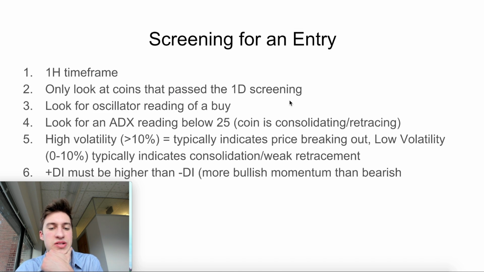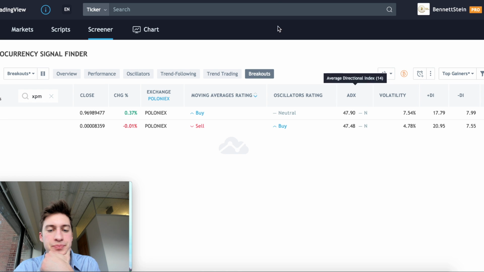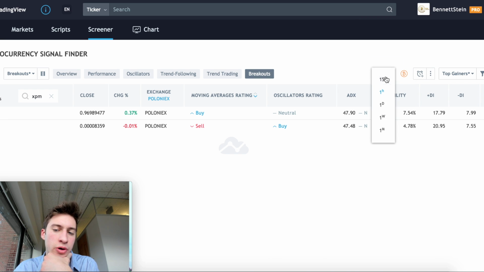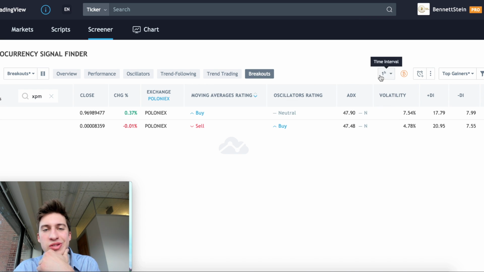We want to look for an oscillator reading of a buy. So we have that here with XPM BTC. We don't really care too much about the moving averages rating on the 1 hour. We care about it on the 1 day, but in the 1 hour, we want to see coins that are, again, moving sideways or moving downward. If it's a moving averages rating of a buy, typically that means that the market's already moving upward. So we don't really want to be trading a market that's already moving upward. We want to capture that move before it happens.